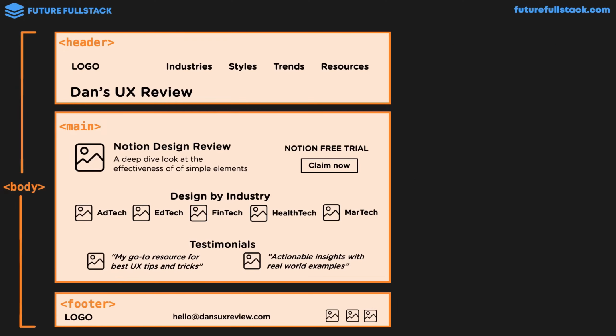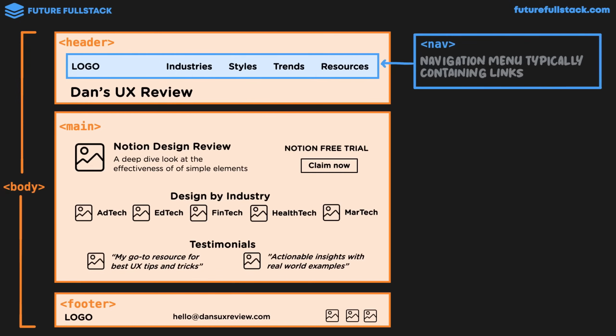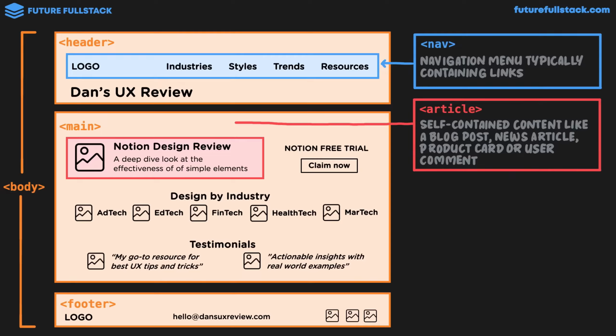Now, there are also a handful of semantic elements we use inside this structure. For the navigation bar, there is the semantic element nav. The navigation menu typically contains links to different parts of the website. On the top left of the main section, we can see the most recent article, and we can group this content with the semantic element article. An article typically contains self-contained content like a blog post, news article, product card, or user comment.